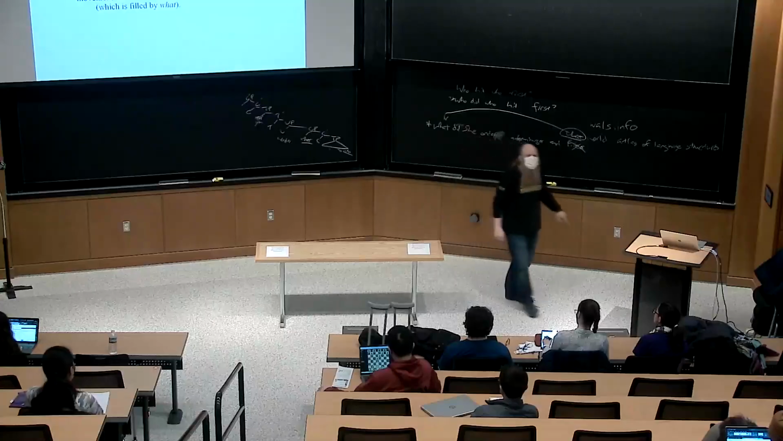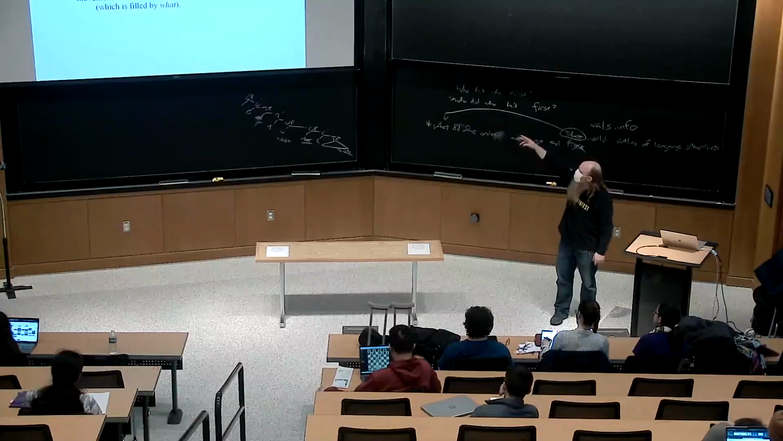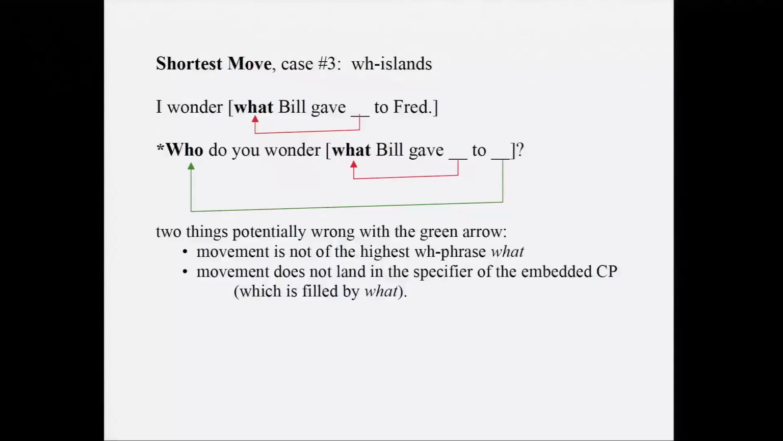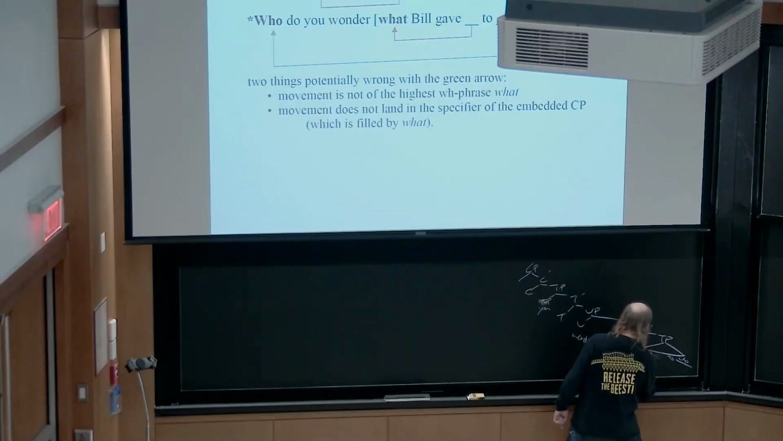I know my handwriting is terrible, but can people see that that's what that tree is meant to be? So this is the tree for the second sentence. This is going to be my attempt to draw the second sentence. So who do you wonder what Bill gave to? So we can fill in some of the gaps here. Bill gave blank to who.